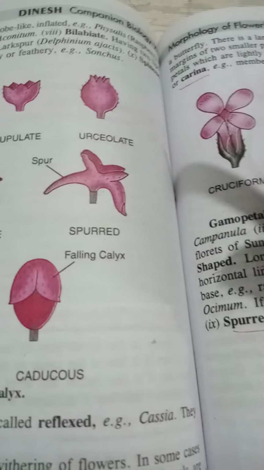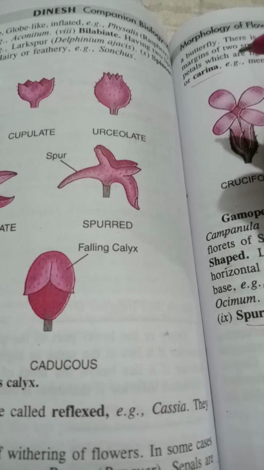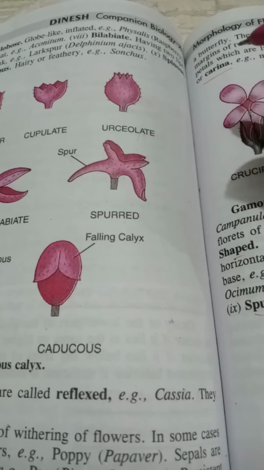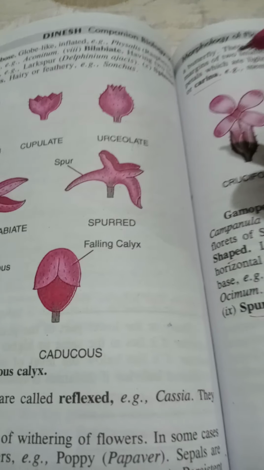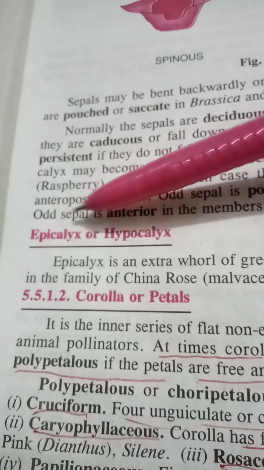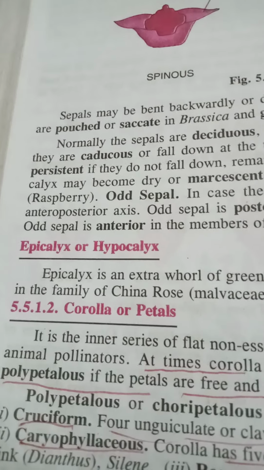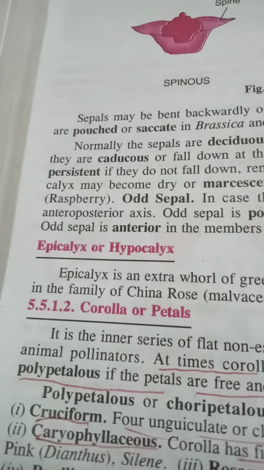Now sometimes in some flowers, basically in the Malvaceae family, China rose, Hibiscus rosa-sinensis, and in case of strawberry in the Rosaceae family, these types of flowers have some extra green colored structures, which are known as epicalyx or hypocalyx. These are present extra outside the calyx.